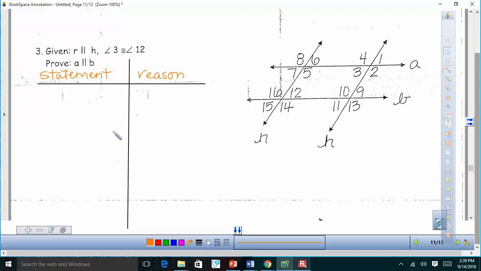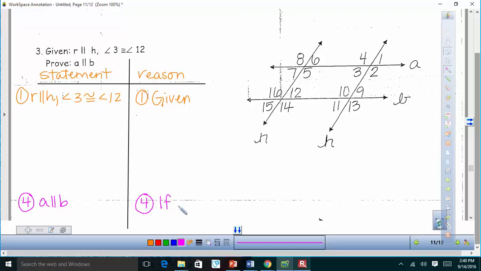Okay, Darius, what is the very first thing that I want to do? Write down the given. So I'm going to write R is parallel to H, and angle 3 is congruent to angle 12. And I know that's true because it's given. Okay, Hannah, what else do I want to go ahead and write down? The prove, which is A is parallel to B. Okay, and then we want to go ahead and write our converse statement.